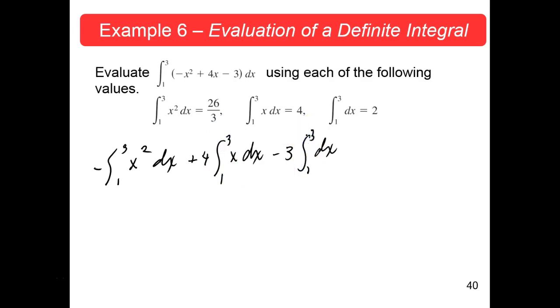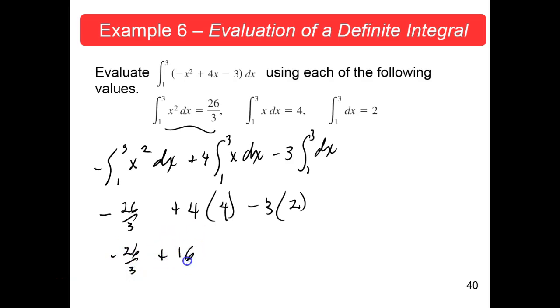Now, they told you what this one is, so what would that be? You have the minus sign out here. Not minus 26 over 3, because this integral right there is that one, right? But you've got a minus sign in front of it. And then what do we do next? Plus 4 times 4, minus 3 times 2. Well, this is minus 26 thirds, one of my favorite numbers of all time, plus 16 minus 6. So that, to me, looks a lot like 10 minus 26 thirds.